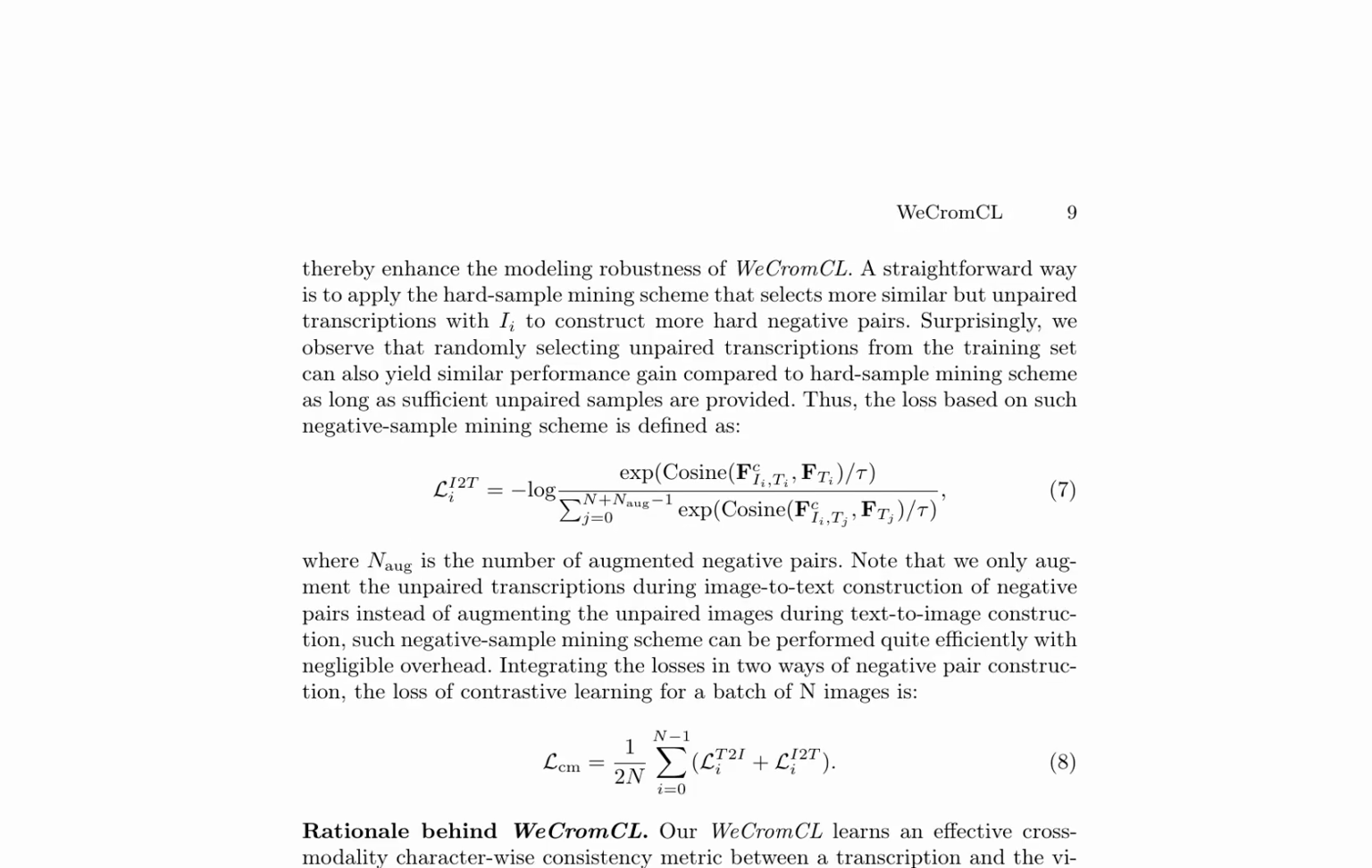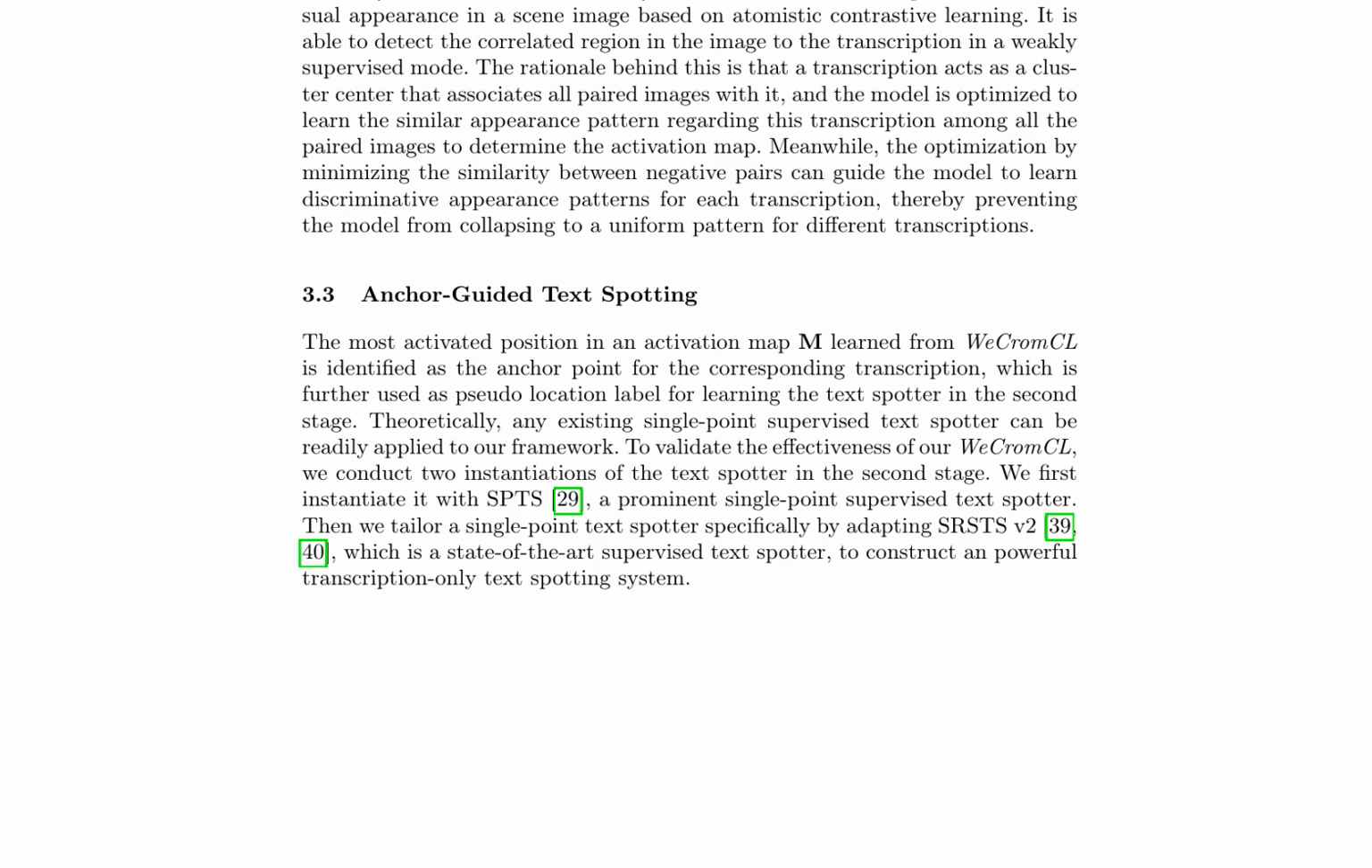WeCromCL is a novel approach for cross-modality character-wise consistency metric learning between image and text, leveraging atomistic contrastive learning to detect correlated regions in images and transcriptions. By minimizing the similarity between negative pairs, the model learns to recognize similar appearance patterns for each transcription, preventing the collapse to a uniform pattern. The anchor point in the activation map is identified as the pseudo-location label for learning the text spotter, instantiated with SPTS and SRSTS v2.